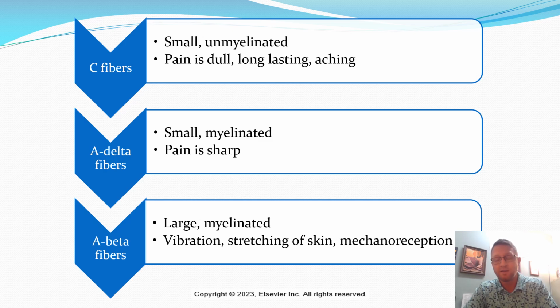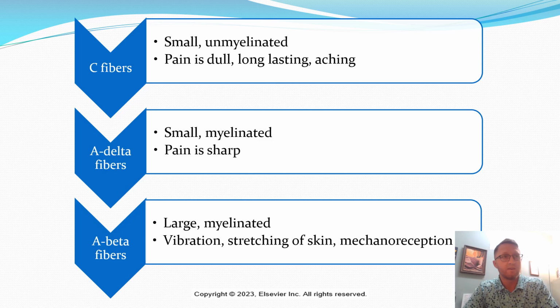They're unmyelinated. So what it means to be unmyelinated is that process of getting from your peripheral nervous system to the central nervous system is going to be slower. Myelin sheaths help with that, increase the speed of transmission. So if these C fibers are not myelinated, then it's going to be a slower transmission time. The pain that you're going to feel from these C fibers is usually dull, long-lasting, and aching. That's how you would describe the pain that you're experiencing when these C fibers are being stimulated. So that's important to note.